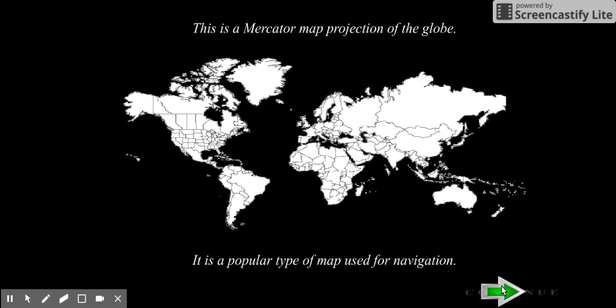This is a Mercator map projection of the globe. It's a popular type of map used for navigation. So we've made a round object like the Earth flattened out so we can see everything on one page. This causes some distortion. Things kind of look like the wrong size, but it helps us to visualize the whole world on one map.